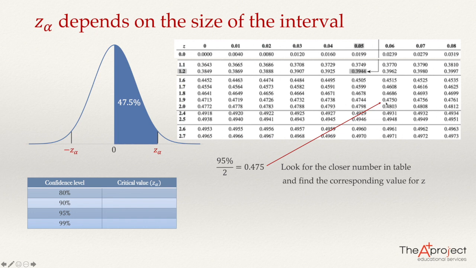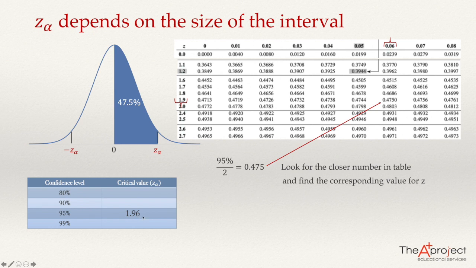The corresponding value for z will be 1.9, and the second decimal is here at the top, 1.96. So the critical value when the confidence level is 95% will be 1.96.